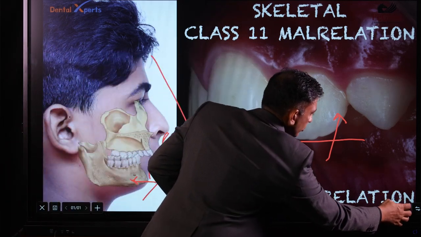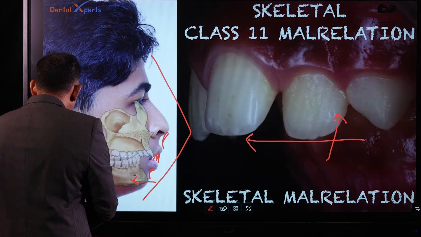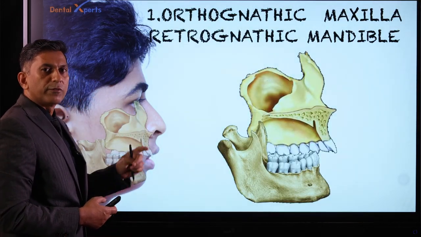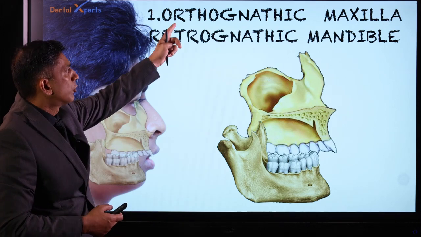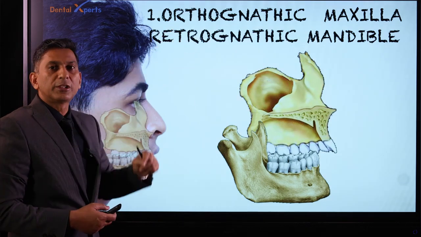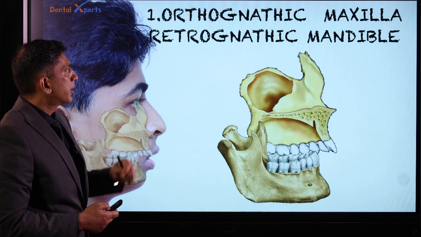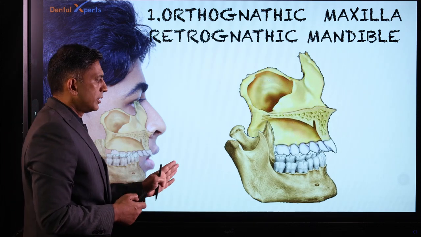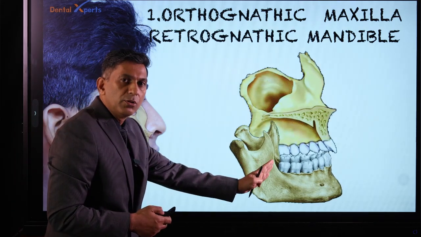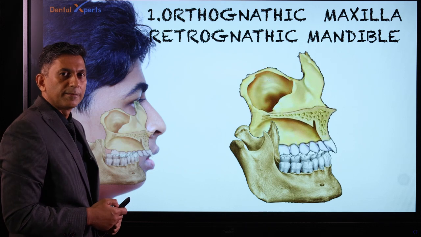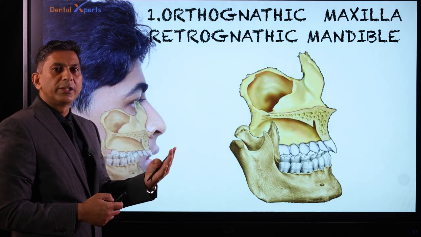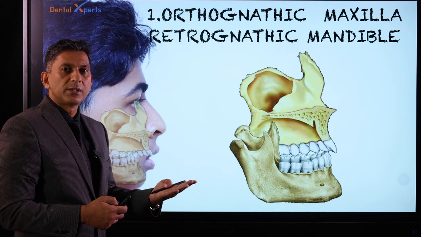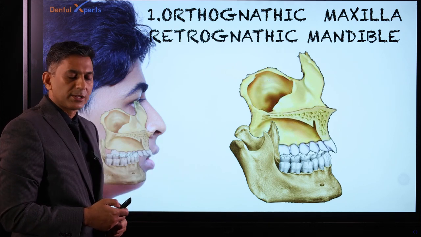Now, when we look into a skeletal class 2, we should certainly know what are the common skeletal class 2 components. One of the common components is orthognathic maxilla and retrognathic mandible. So when we come across an orthognathic maxilla with a retrognathic mandible, our target is to correct the retrognathic mandible by the use of myofunctional appliances. The common myofunctional appliances are twin block, Frankel, Herbst appliance, advancing forces, and we get a lot of myofunctional appliances.